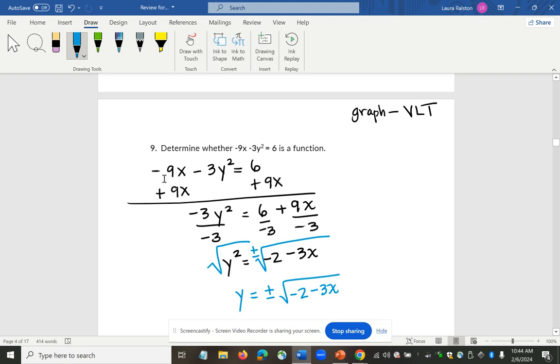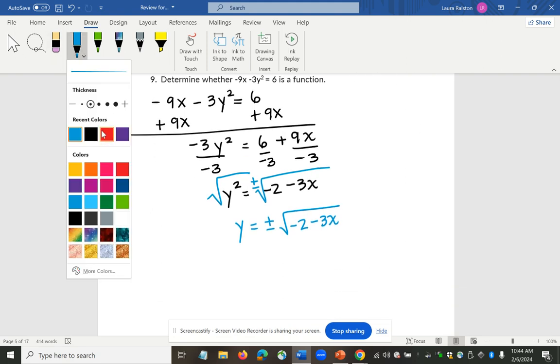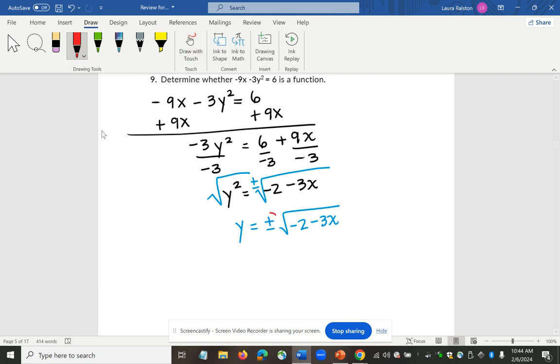So a couple of things in my mind here when I solve this, and it comes out that I'm going to have plus or minus, that tells me whatever number I plug in for x, I'm going to get two different answers. And even if you don't realize that just from the equation, try picking yourself a few data values.